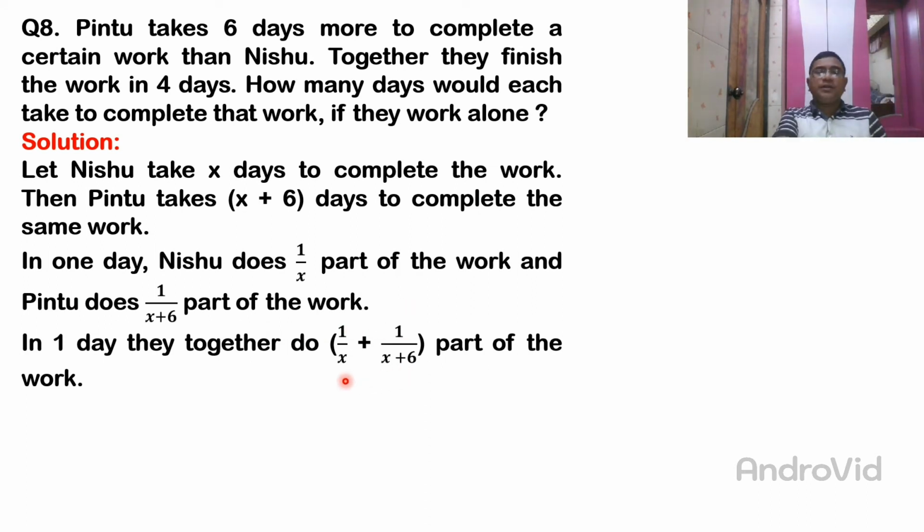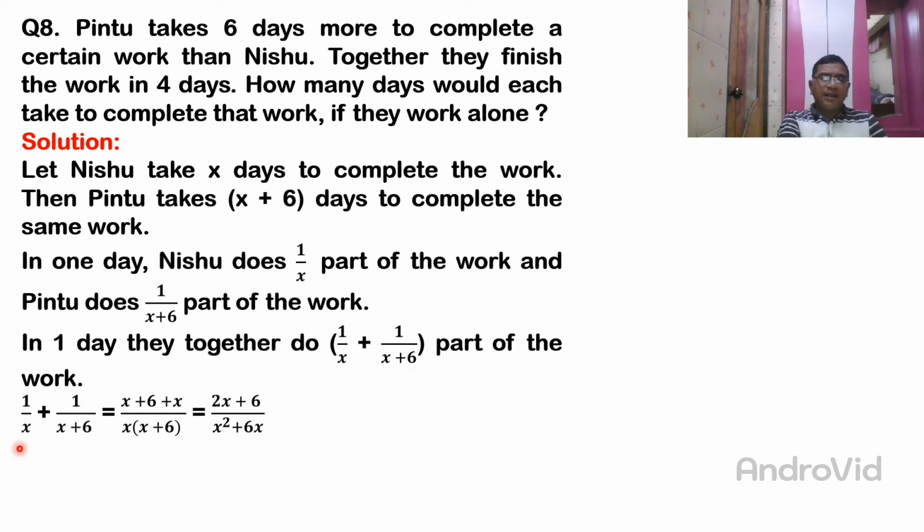See, here the denominator is x and here the denominator is x plus 6. The denominators are not the same, so we find the LCM. I write 1 upon x plus 1 upon x plus 6. Here x is multiplied by x plus 6. Which number is not here? x plus 6. So x plus 6 ones are x plus 6. Here x plus 6, which number is not here? x. So x ones are x.